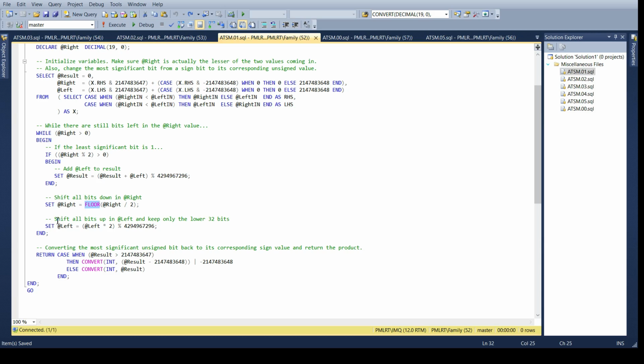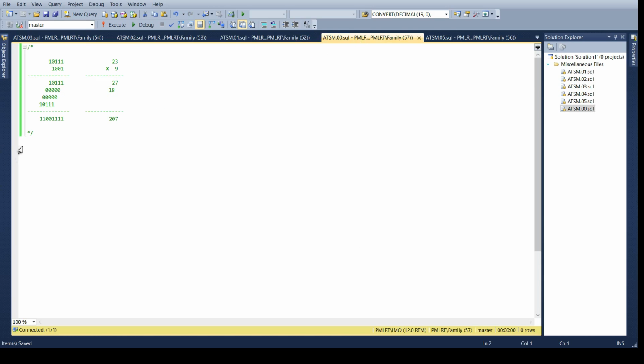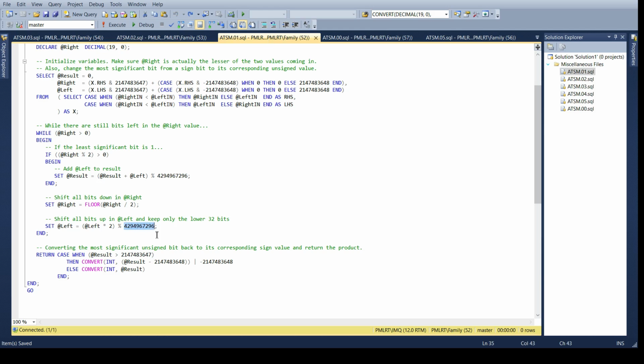So as we're shifting the right bits down to look at them, we're also shifting the left bits up by multiplying by 2, and only taking the lower 32 bits. As this number gets bigger and bigger, we're lopping it off and only saying I want the lower 32 bits. And so this is essentially achieving this binary arithmetic here, this binary summing of the partial products. That's what's happening in this loop. And then when we're done, when we return the value, we're converting the most significant bit back to its negative equivalent, so that the integer going out, its most significant bit, will be set appropriately.